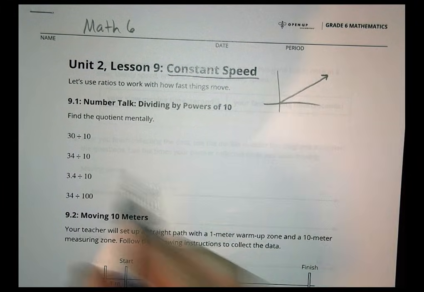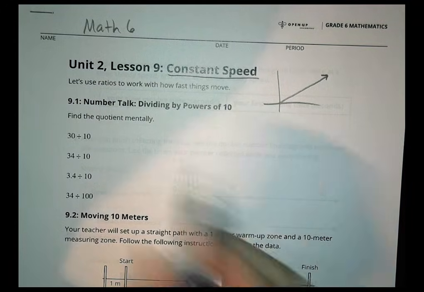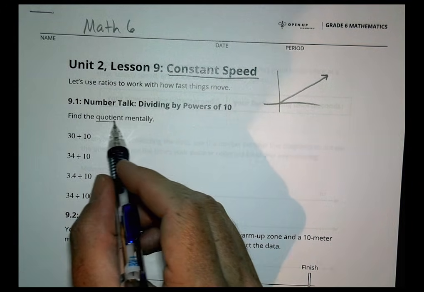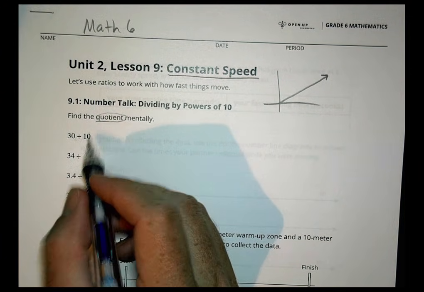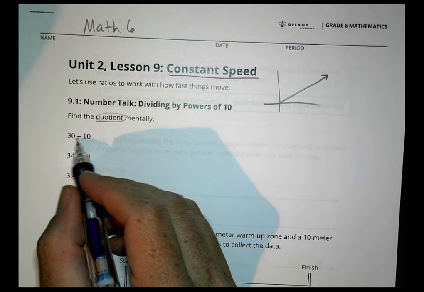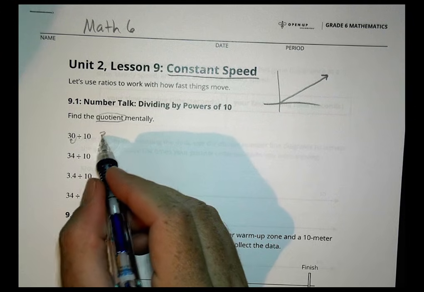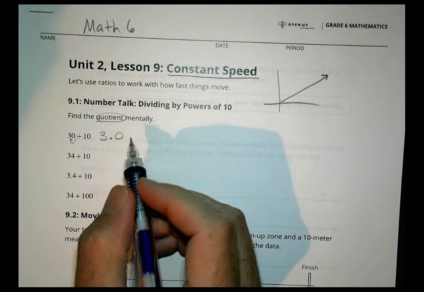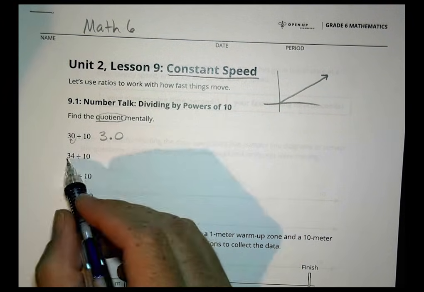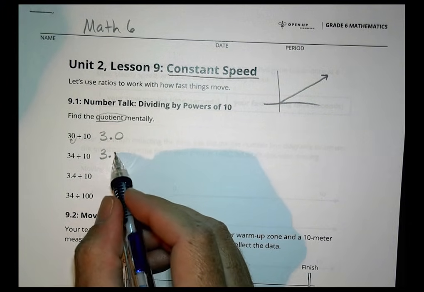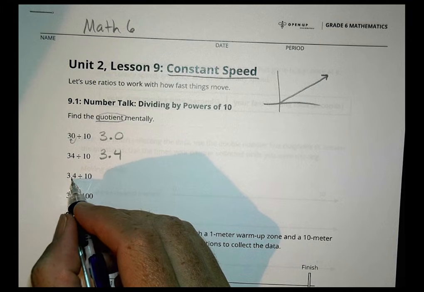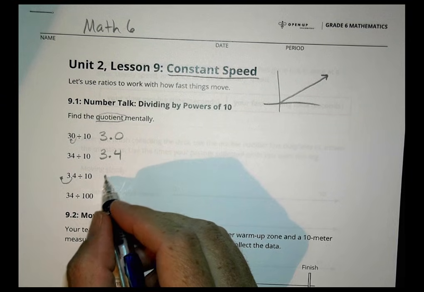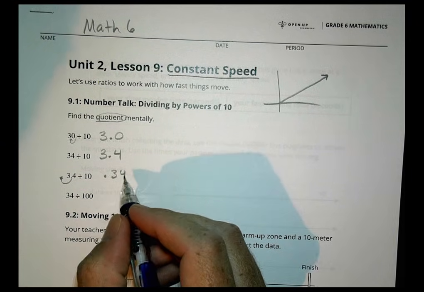Okay? Now, first of all, we'll have a little number talk here, and it says find the quotient mentally. Quotient's when we're dividing things. So looking at 30 divided by 10, if we're dividing anything by 10, it's just moving the decimal place over one spot. So it becomes simply 3 or 3.0. If I divide 34 by 10, it becomes 3.4. Again, dividing 3.4 by 10, moving the decimal one place to the left, I end up with 0.34.